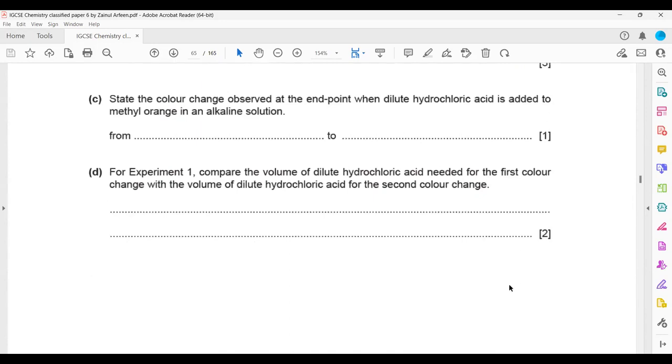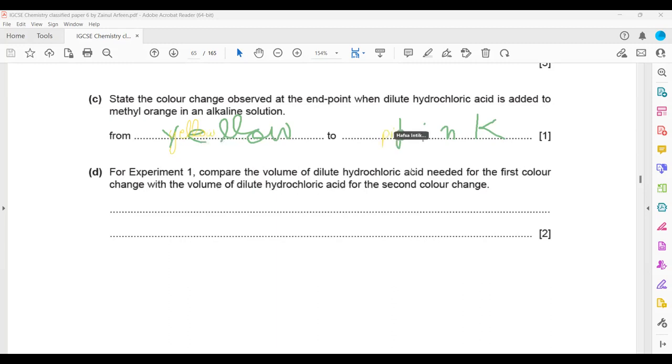Then we have to state the color change observed at the end point when dilute hydrochloric acid is added to methyl orange in alkaline solution. So what will be the color change? Initially it will be yellow. Pink is acceptable, orange is acceptable.